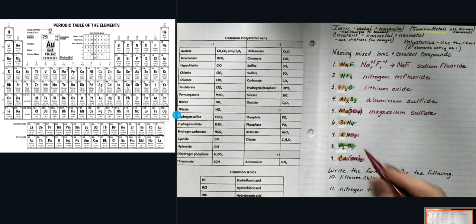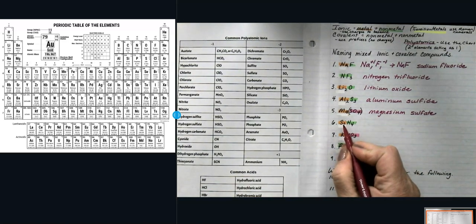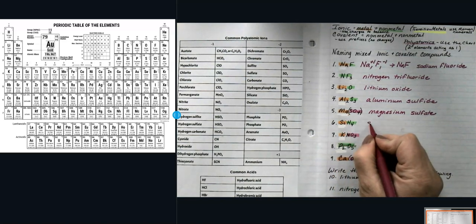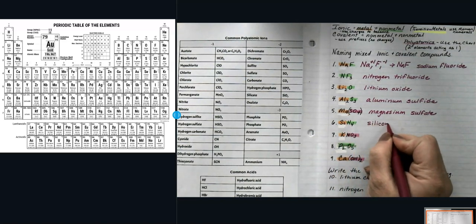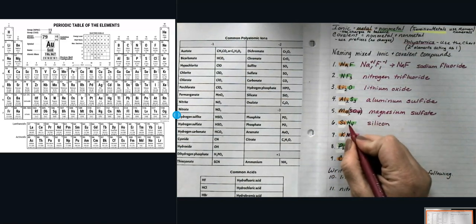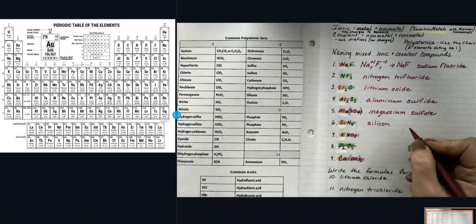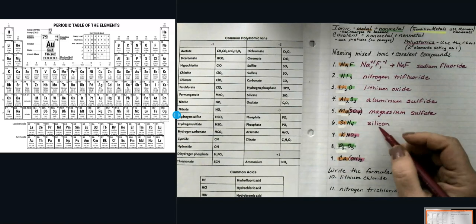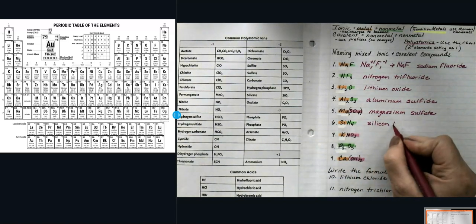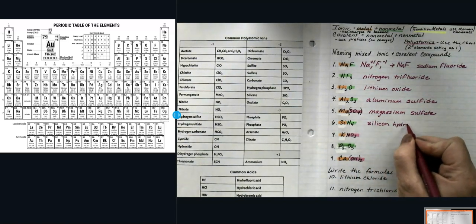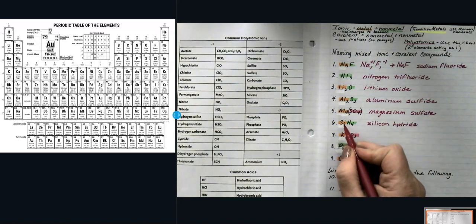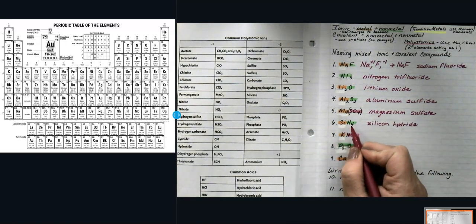And then number 6, we have Si, which is silicon. And then I've got H4. So that one is, remember we talked about hydrogen? If it's acting as the anion, we're going to call it hydride. If this was a nonmetal, then we would do the tetrahydride.